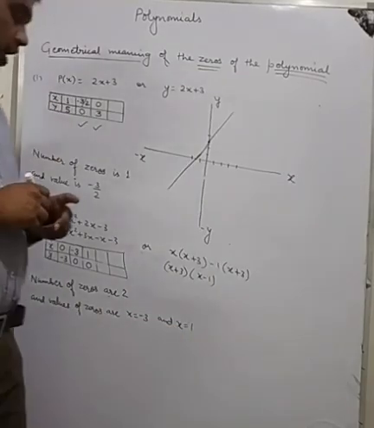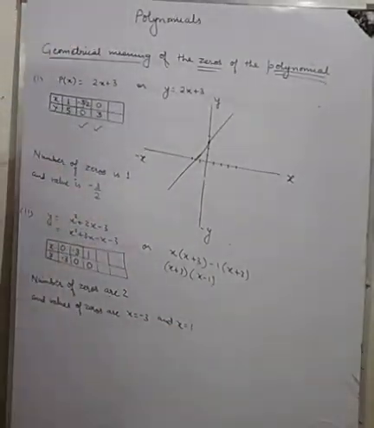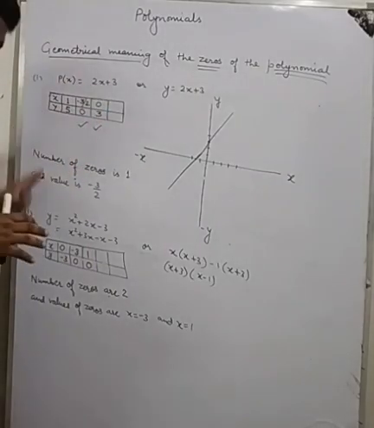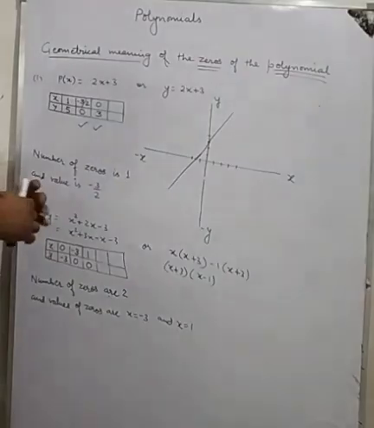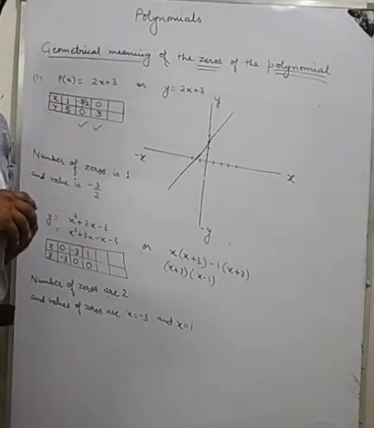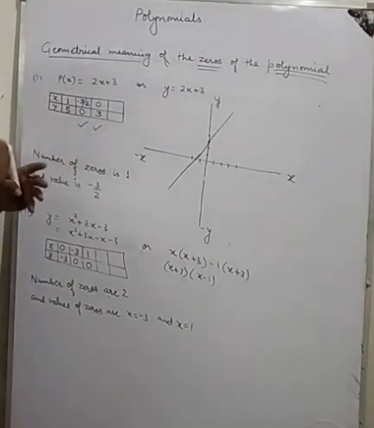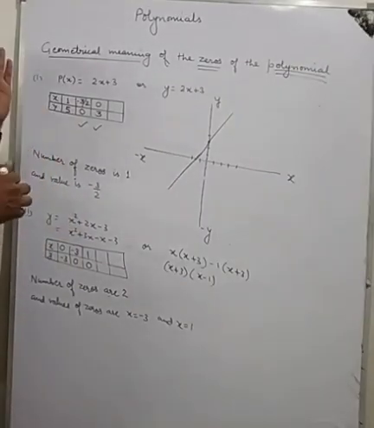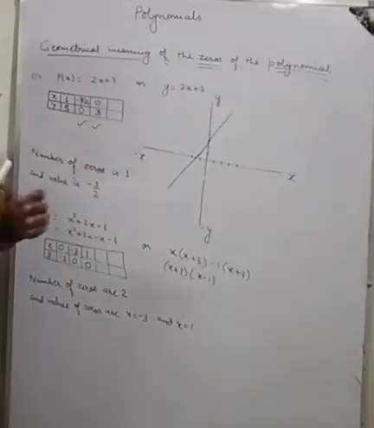So in the first exercise of this chapter, we will see these types of questions where a graph is given and you need to tell the number of zeros of that particular polynomial.